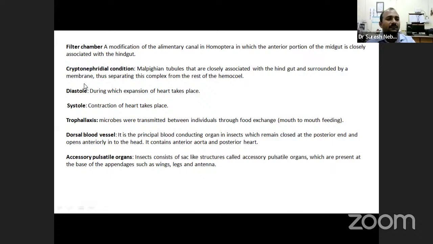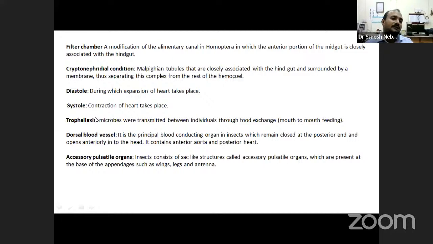Likewise the cryptonephridial condition, as I was telling you, diastole, systole, then plastron. What is the plastron mechanism? Where is it found, which insects use this plastron, and what is the purpose of this plastron?